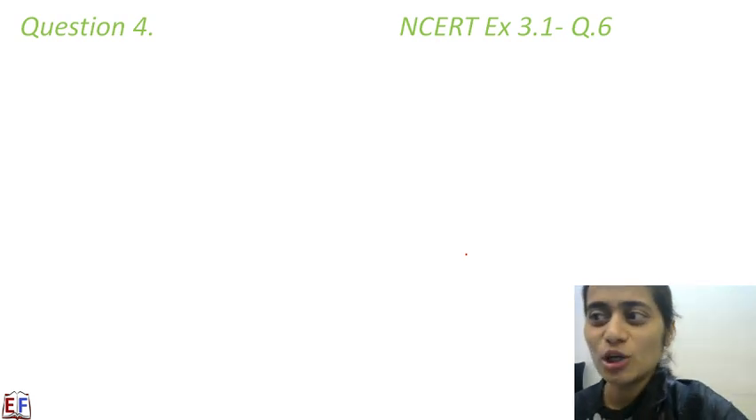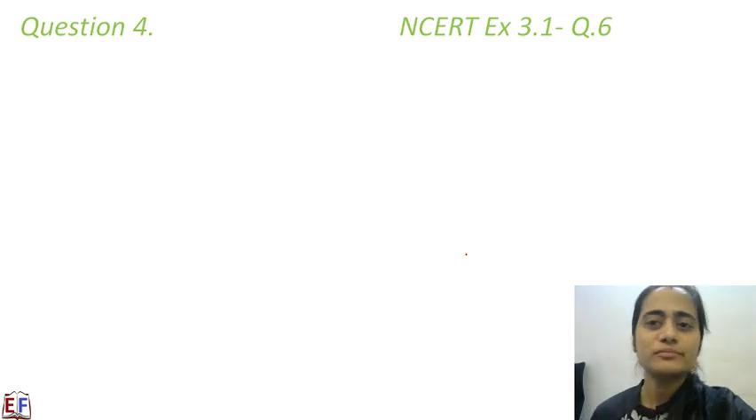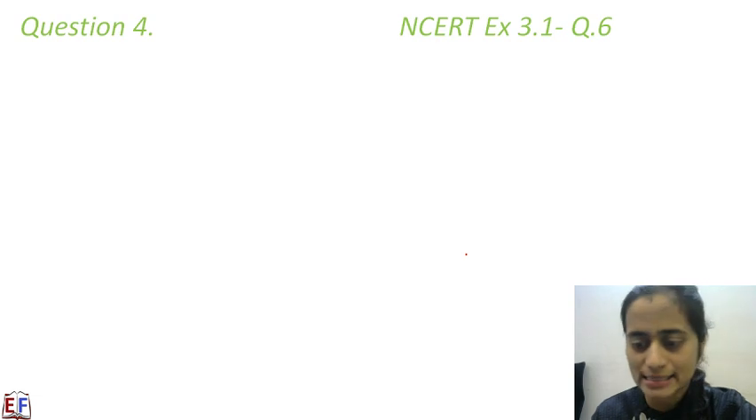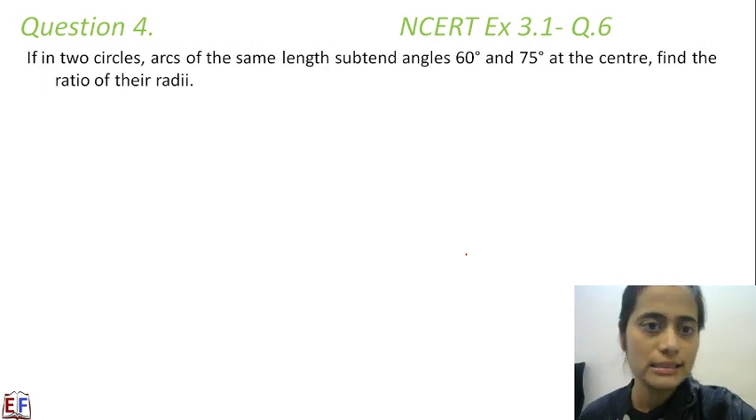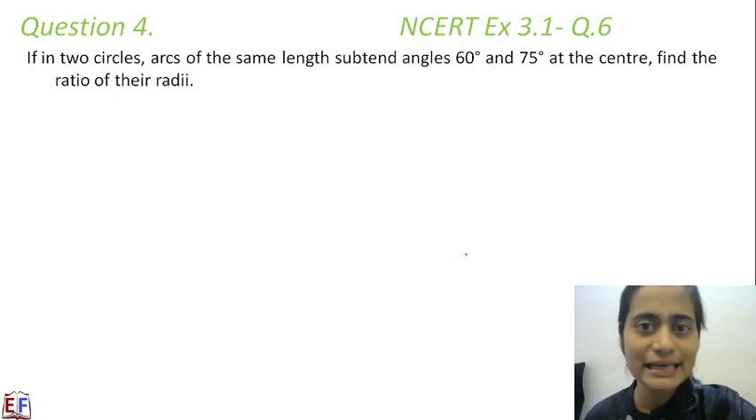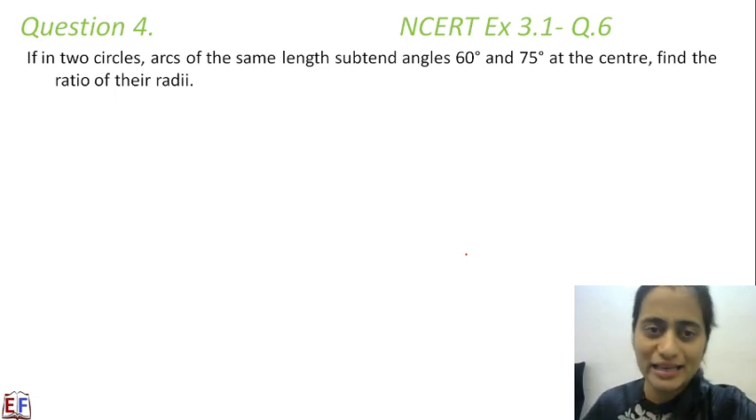Okay, so chalo then Siddhartha Dyutimoy, let's move ahead with question number 4. So क्वेश्चन नंबर 4 फिर से एक्सरसाइज 3.1 का है, जो कि क्वेश्चन नंबर 6 है NCERT का. और ये क्वेश्चन कह रहा है कि if in two circles arcs of the same length subtend angles 60 degree and 75 degree at the center, find the ratio of their radii.